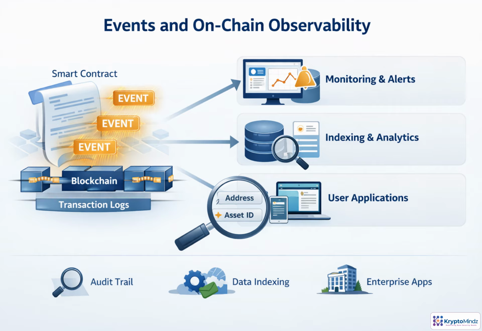Events make contract activity visible to off-chain systems. When a function runs, it can emit an event into the transaction log instead of storing extra data in contract state. Listeners built with Ethers.js, Web3.js, or indexers can pick up those logs and trigger dashboards, alerts, analytics, or workflows. Indexed fields, such as an address or asset ID, make filtering efficient. Use events for meaningful business milestones while keeping required truth in state.